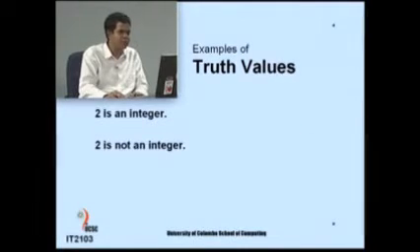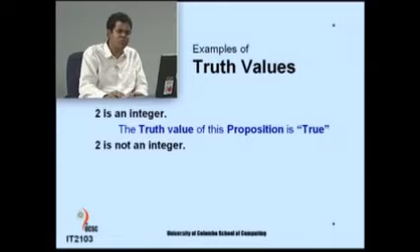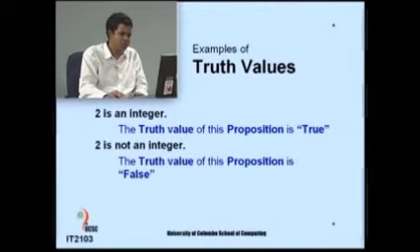Here are some examples of truth values. Here are the two sentences we considered earlier. 2 is an integer. This has a truth value of true. The sentence 2 is not an integer has a truth value of false.